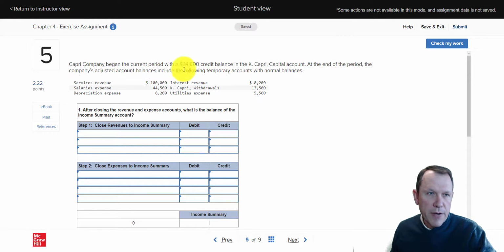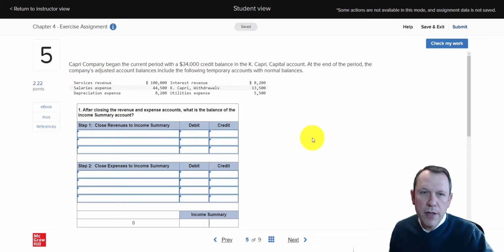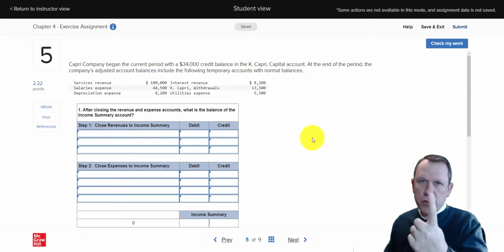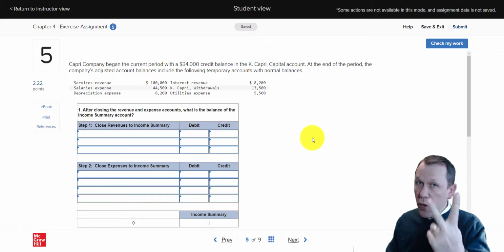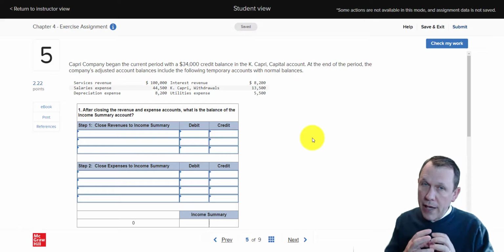Okay, so at the end of the period, right, the company's adjusted account balances include the following temporary accounts. So what we're going to do is we're going to be closing these things, right? So this is closing. So in order to close, this is a piece we're going to add on, right? Closing happens in 4 steps, right? First, we close the revenue accounts. Second, we close the expense accounts. Both of those, as we close them, they're going to be closed into a temporary account that's called income summary.